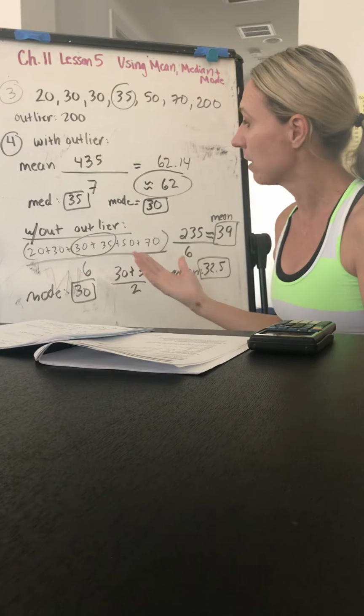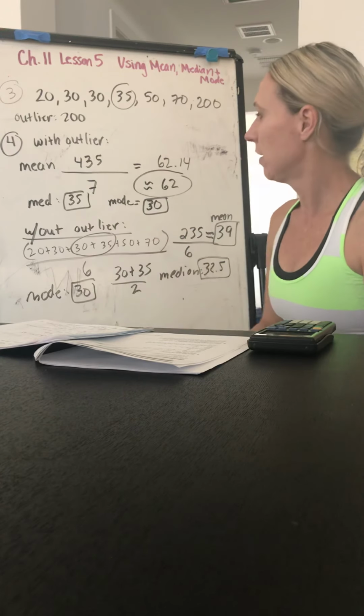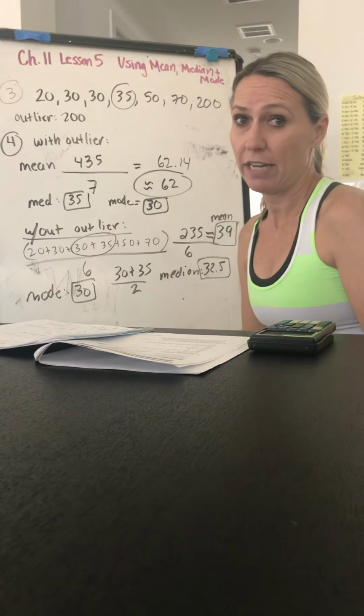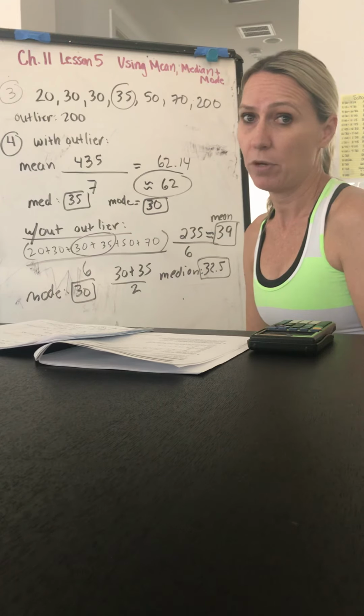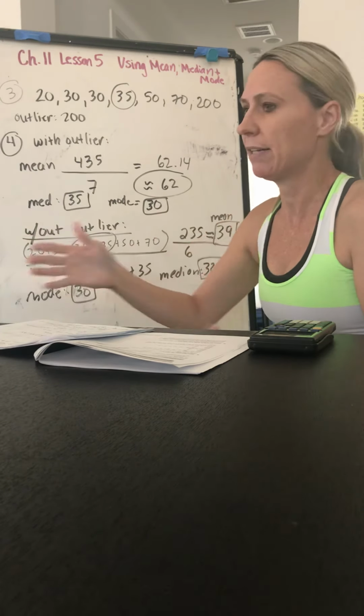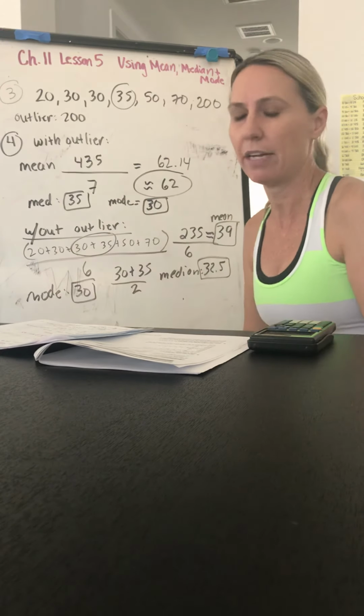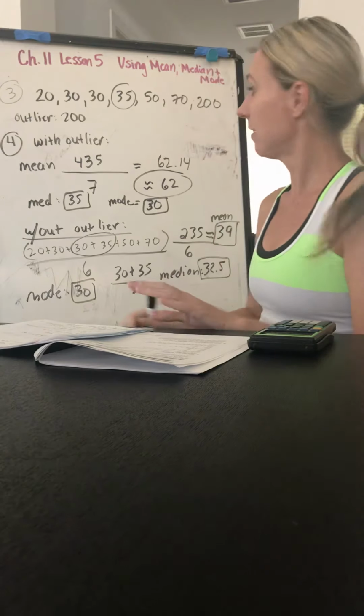Sometimes the median doesn't get affected at all. Sometimes it does slightly, and then the mode shouldn't get affected because an outlier wouldn't be the mode. An outlier is like one number by itself, or maybe two. But if something repeats over and over again, it's not going to be an outlier. Okay, and I think that's it for the explanation.